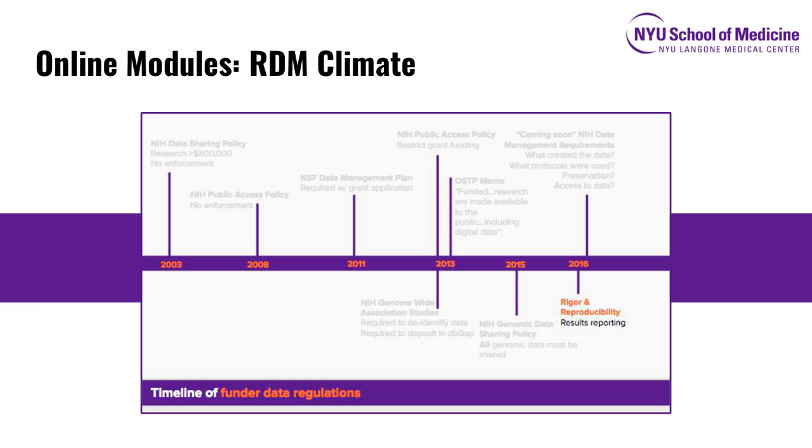We also wanted to include for Module 4 the idea of the research data management climate. So all the different kinds of policies and requirements that have been released to help them understand the landscape of data management and data sharing and rigor and reproducibility across the landscape over the past few years, as well as highlight some of the new publisher policies that are now mandating different types of data sharing requirements as well.